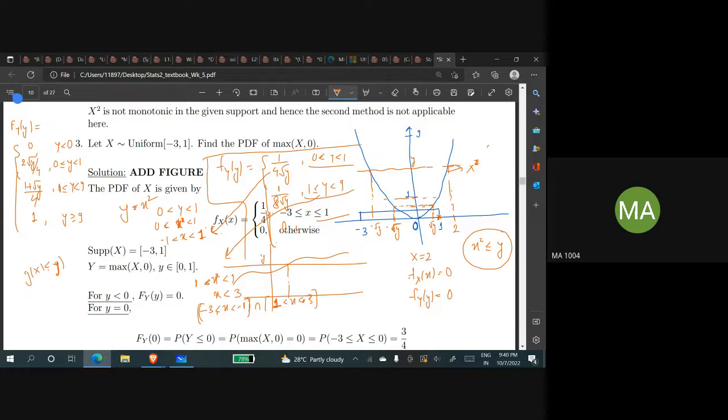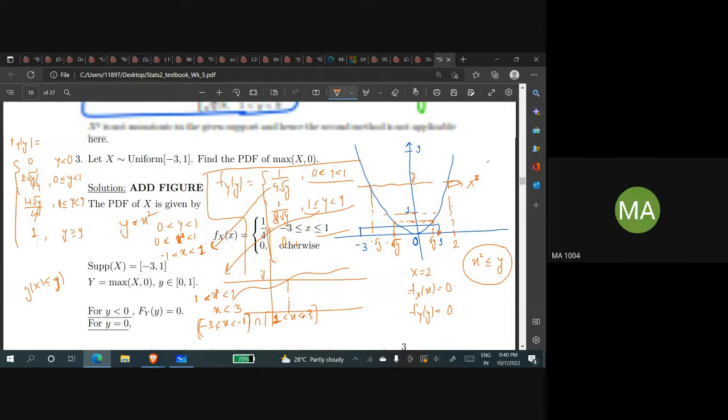Okay, let me think about it a little, and I will post this problem on discourse also. Could you just scroll up? Okay, yeah.